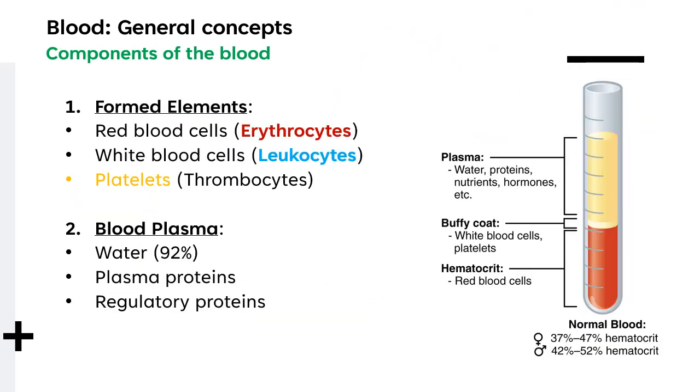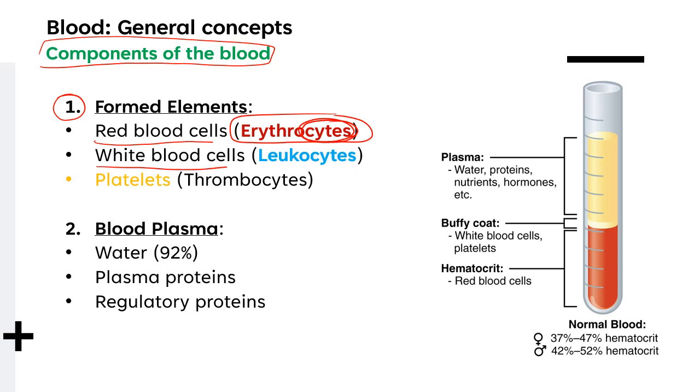Let's talk about the components of the blood in more detail. So we can divide the blood in two major components. The formed elements, which are composed of the cells. We have three major components here. Red blood cells, the medical term for those is erythrocytes. Every time you see "cyte", it refers to a cell. White blood cells, which are called leukocytes, and platelets, which are called thrombocytes. So you should get familiar with all three, with the regular name and with the medical term.